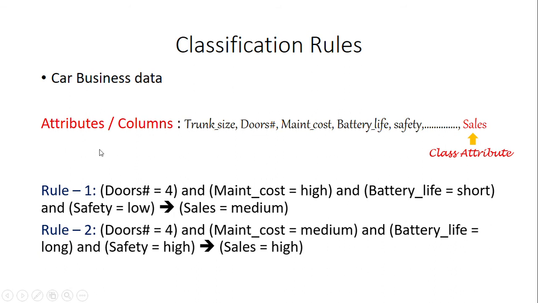These rules form a knowledge base for a company on what are all the reasons for the sales being medium or what are all the reasons for the sales being high. So what if the company wants to know, if they need to increase their sales from medium to high, what are all the actions they need to take? So that's where actionable pattern mining comes in.